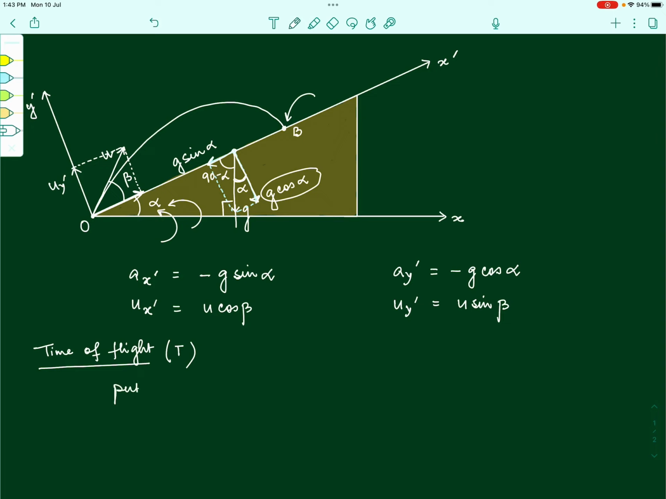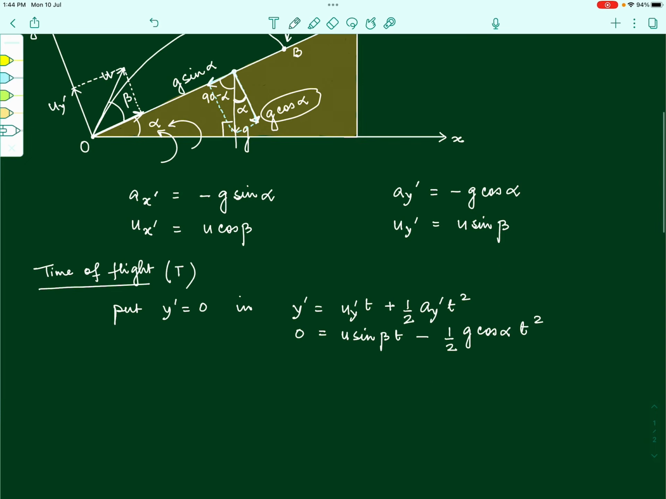So we put y dash equal to 0 in, of course, the equation that connects the y dash displacement with the time, which is the second equation of motion, right? So y dash is equal to u y dash t plus half a t squared, s is equal to ut plus half a t squared, right? We can now substitute our values over here. 0 is equal to u sin beta t minus half g cos alpha into t squared, right? And as we did it for a standard projectile, we can solve this.